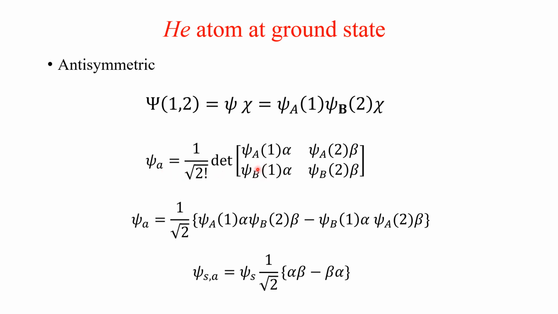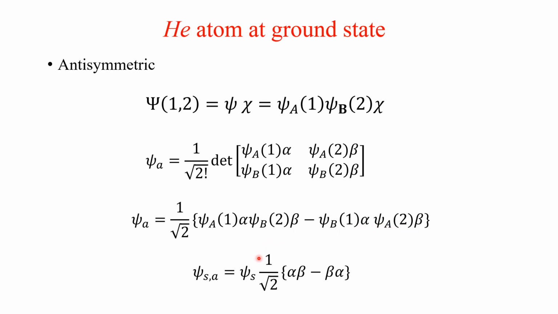As usual, the first column is for spin up particle, alpha, and the second column is spin down, beta. If you take the determinant, you will get psi a of 1 alpha, psi b of 2 beta, minus psi b of 1 alpha multiplied by psi a of 2 beta.